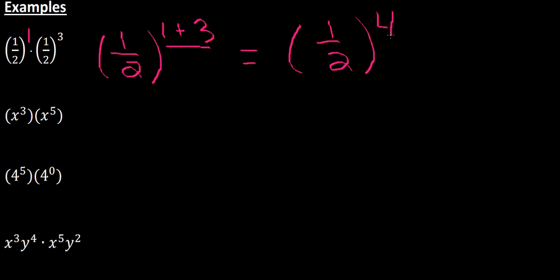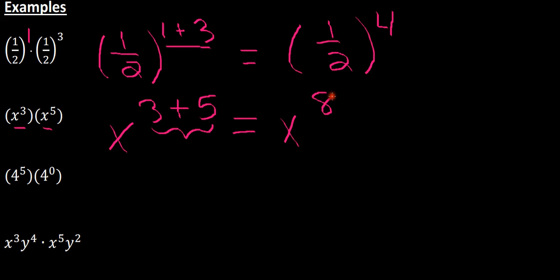Looking at the next example, this might look a little confusing because we have our x's as our base. But our rule is if the base is the same, we can use our exponent property of adding the exponents when we multiply. So even though it's a variable, the base is the same. We have x as the base in both of these terms. So we're going to multiply. And when we multiply with exponents, we add them. So 3 plus 5. Again, we know this. We'll have x to the 8th power.